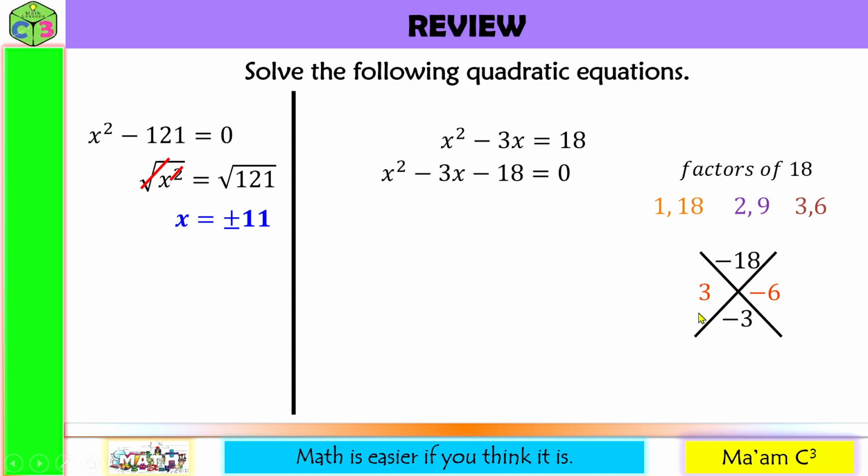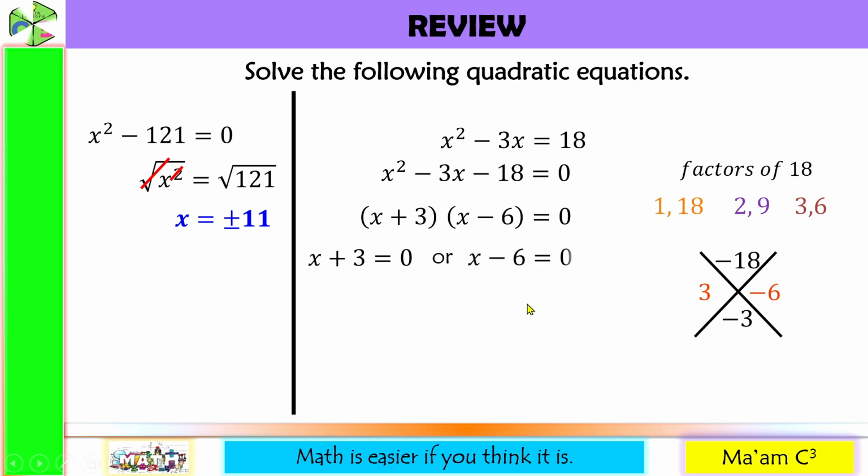x plus 3 and x minus 6 equals 0. Let us apply the zero product property rule. x plus 3 is equal to 0 or x minus 6 is equal to 0. Moving this on the right side will give me x equals negative 3. And this one moving on the right side will give me x equals positive 6. Kindly check by substituting the answers that we got in the original equations.